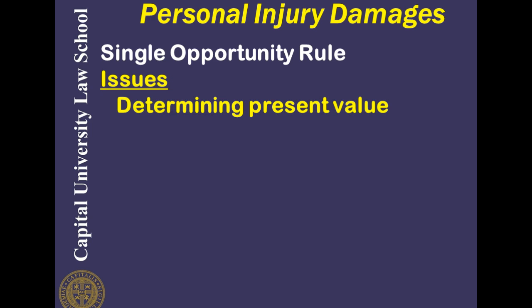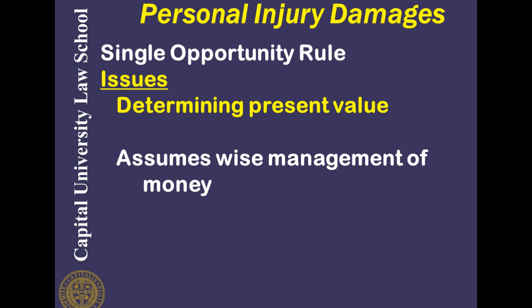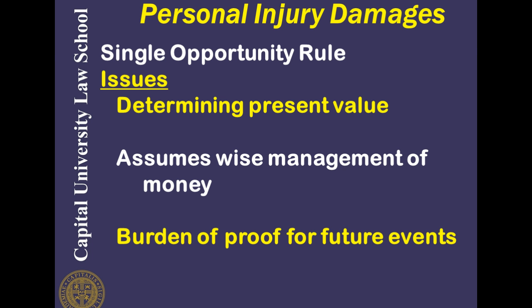Number of issues. How do we determine the present value to award the plaintiff at the end of trial for injuries and losses, care, and everything else that will occur years from now? This assumes also that the plaintiff will wisely manage their money so that they will have it at the time when it is needed in the could-be distant future. And what burden of proof should we impose for future events? What should we require the plaintiff to prove in predicting what will occur in the future?